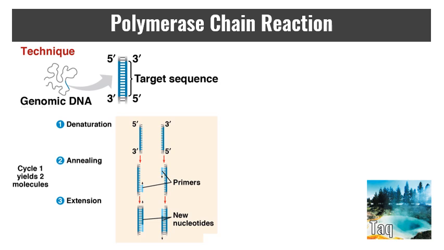The annealing, or the cooling, allows the primers to bind so the complementary sequences can be produced. And then the extension step, step 3, is going to be raising the temperature again so that the Taq polymerase can extend the primers.